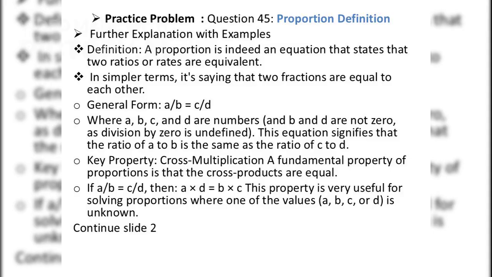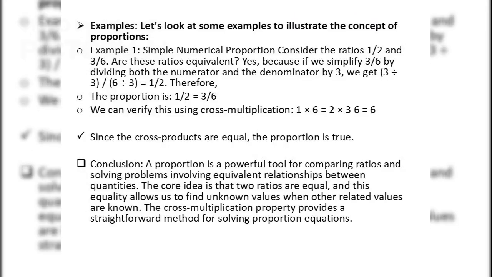Let's dive into proportions. A proportion is an equation that states that two ratios or rates are equivalent. Here are some examples to illustrate the concept of proportions. We can verify if two ratios are equivalent using cross multiplication.